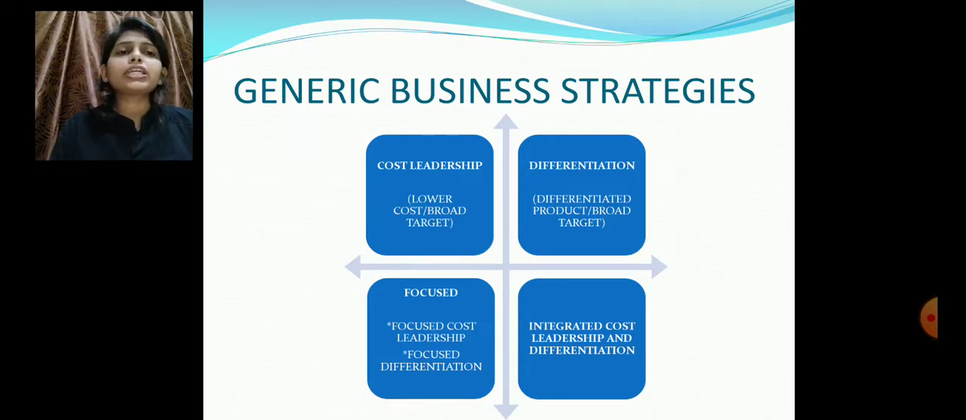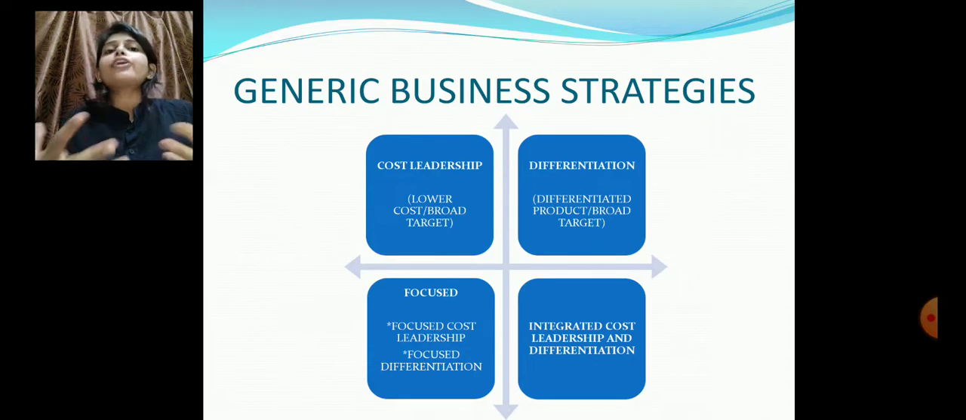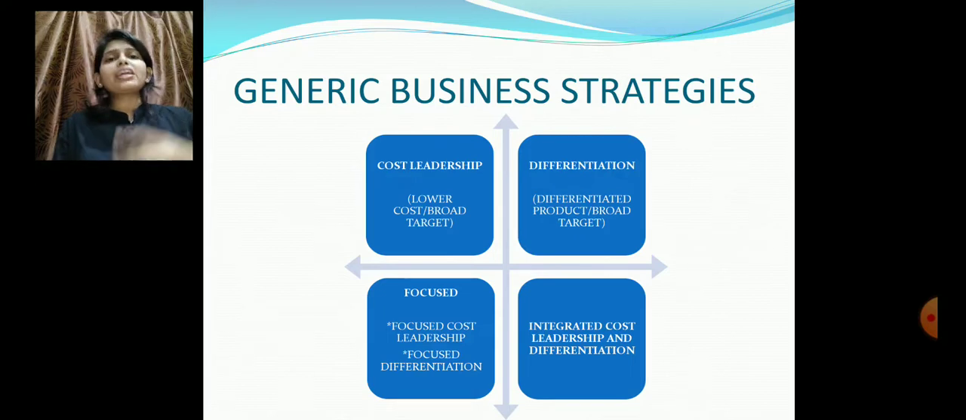Second we have differentiation. For this, as you can see, I have written differentiated product and broad target, right? Here you are not lowering your cost, but you are enhancing your product, or you can say differentiating your product. A differentiated product always stands different, highlighted and unique in the market. When you are providing something extra, something of greater value to the customer, you can easily cover a greater market segment. Even if customers have to pay a higher price, they will pay because they are getting greater utility for it, right?